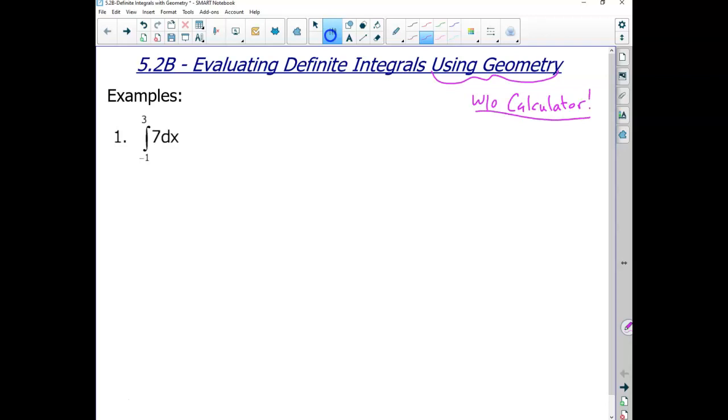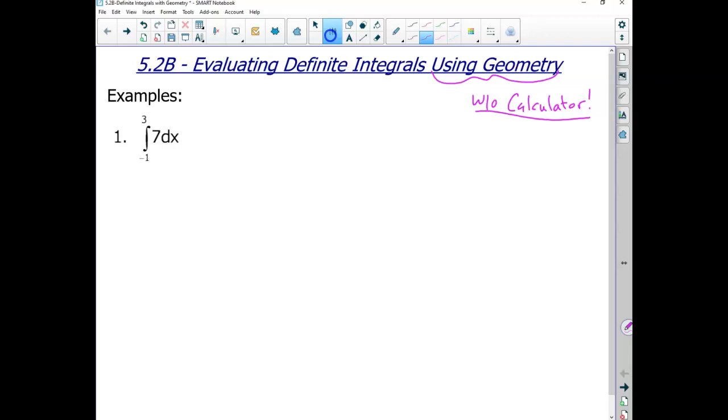What I do want you to do is check these integrals with the calculator to make sure you're doing them correctly, number one. But problems like these will be on your AP test, and they will be without a calculator. We will learn how to integrate and evaluate these without a calculator. But right now, we're going to use geometry because you're going to have to use geometry on the AP test sometime, okay?